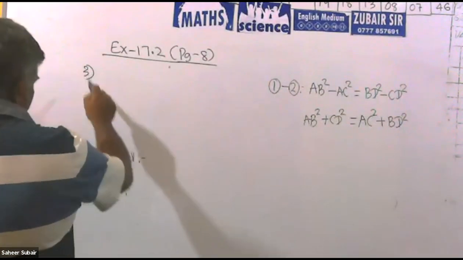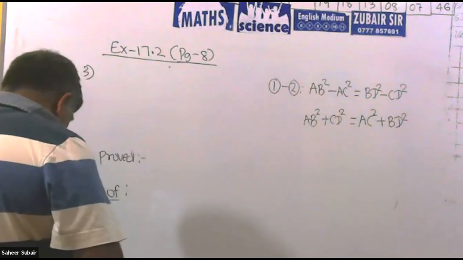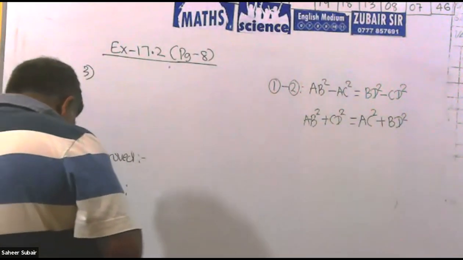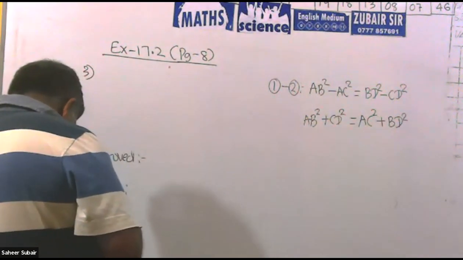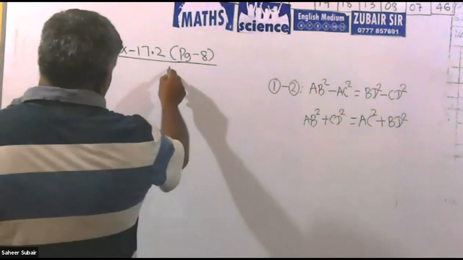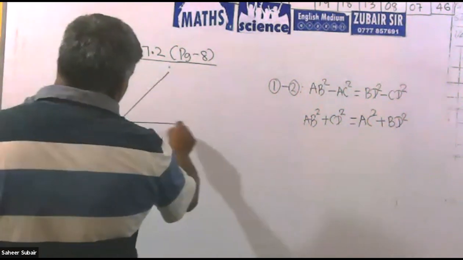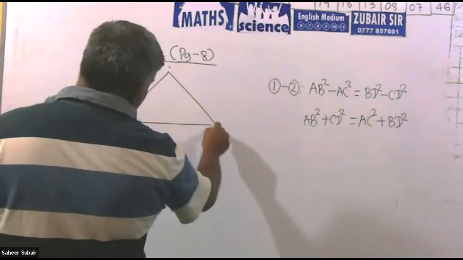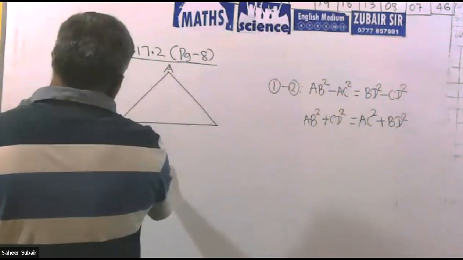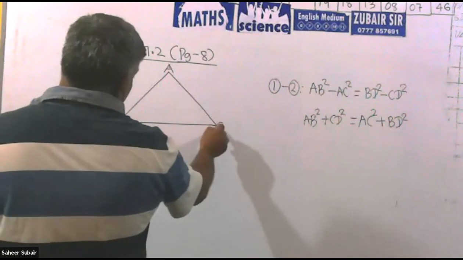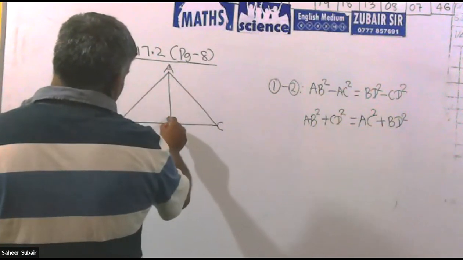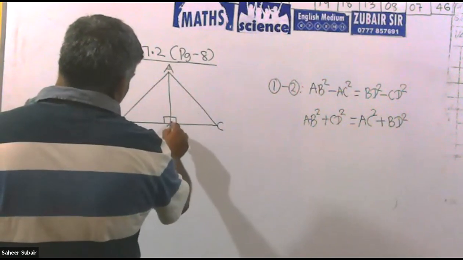See question number 3. What is this question number 3? AD is perpendicular to BC in the equilateral triangle ABC. There is an equilateral triangle ABC. Equilateral triangle means all three sides are equal. In that triangle, AD is the perpendicular to BC.